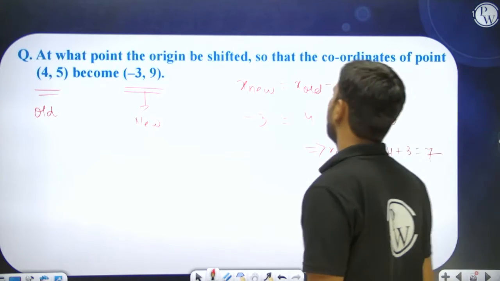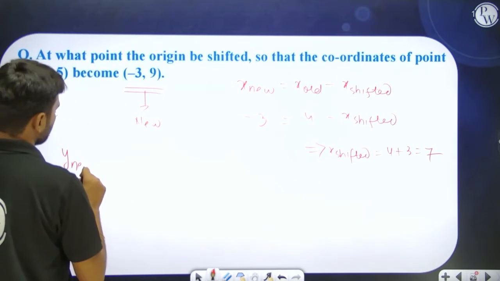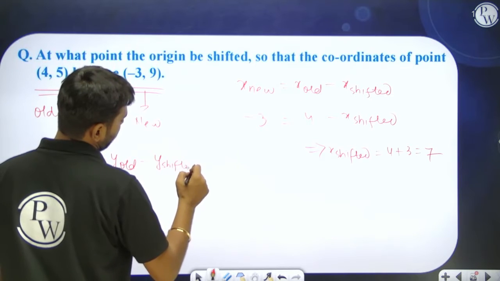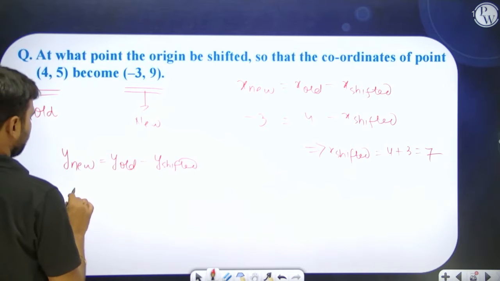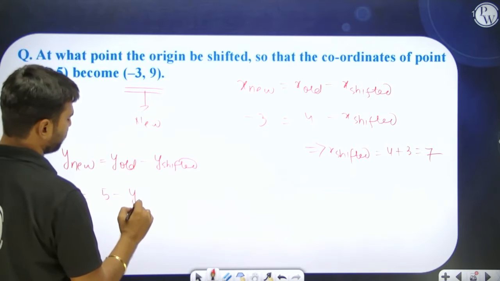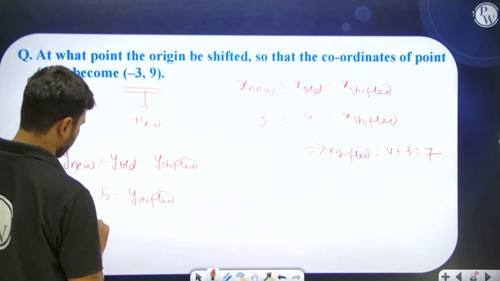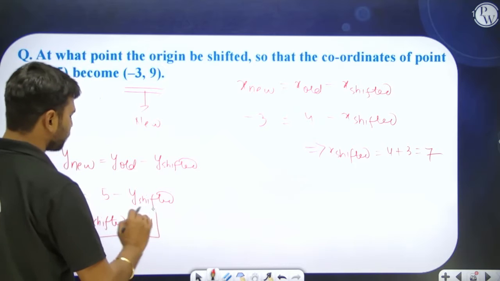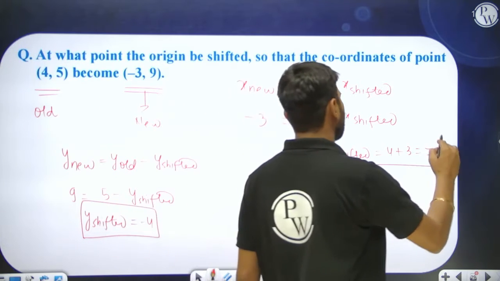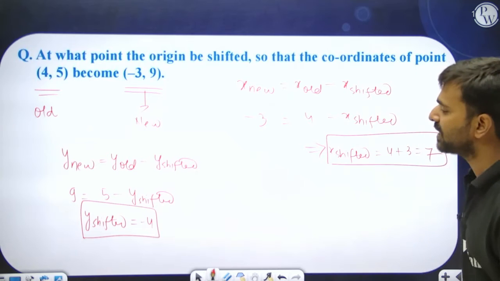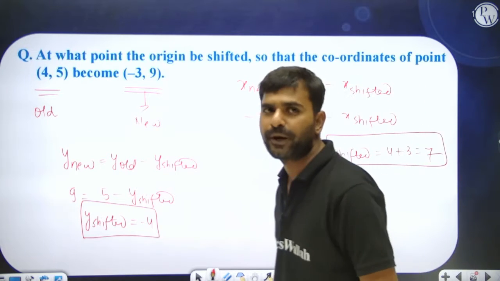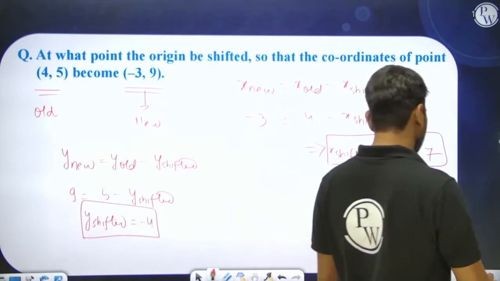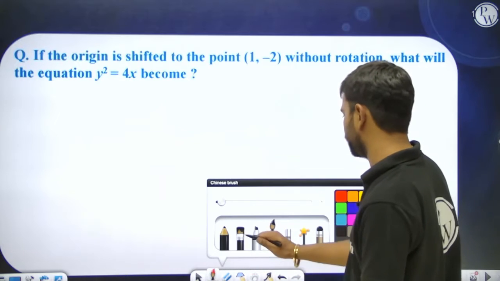Yes or no? Similarly, if you do y new is equal to y old minus y shifted, NOSE rule. So here if you see, y new is 9, y old is 5 and y shifted will be equal to minus 4. So where the origin needs to be shifted is x shifted comma y shifted, that is equal to 7 comma minus 4. So the origin should be shifted to 7 comma minus 4 so that the coordinates of the point 4 comma 5 now become minus 3 comma 9. That's it. So remember the NOSE rule whenever shifting of origin is asked. I hope you guys are clear with this particular thing.